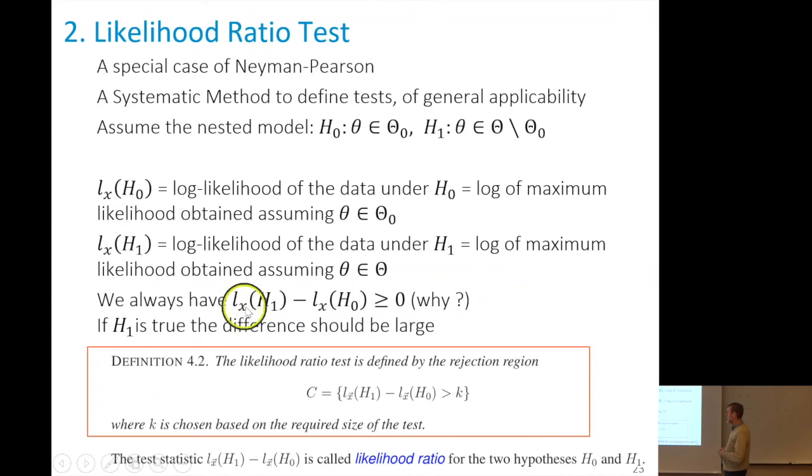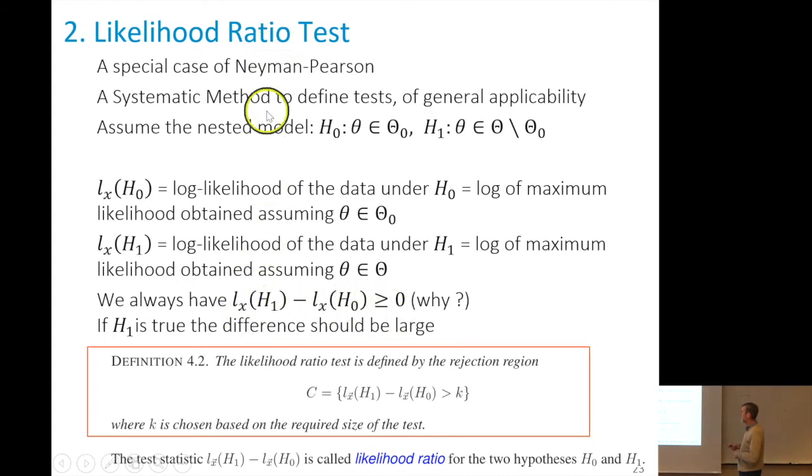Of course, when we do this, we always have this inequality. Why is that? We are maximizing over a superset. So exactly. So here we're maximizing over a set that is larger than this one. So we have more space to explore. So we can only, in the worst case, find the same. But in general, we will find a better maximum. So the difference is always larger than 0.